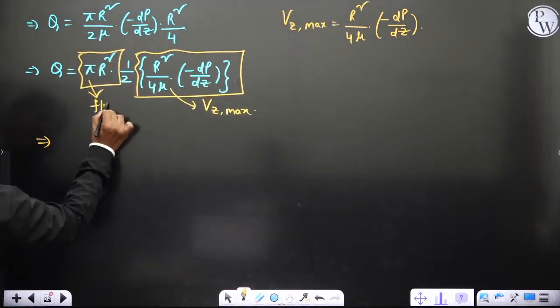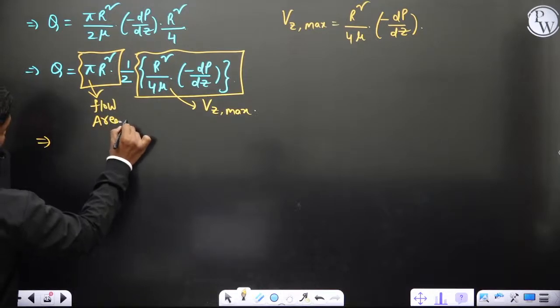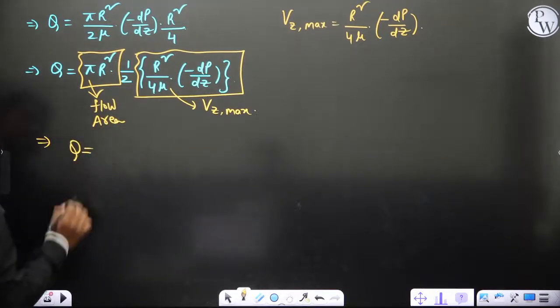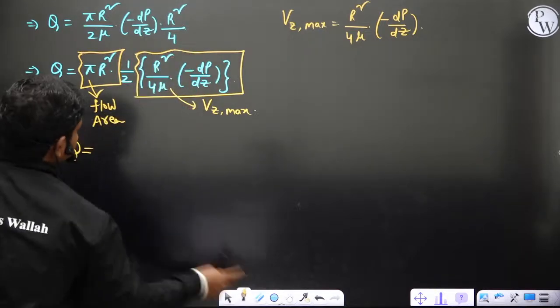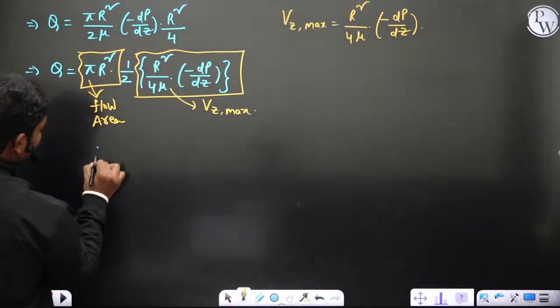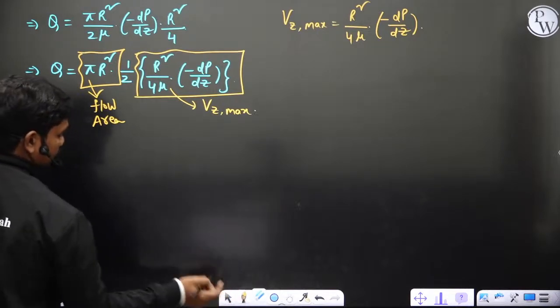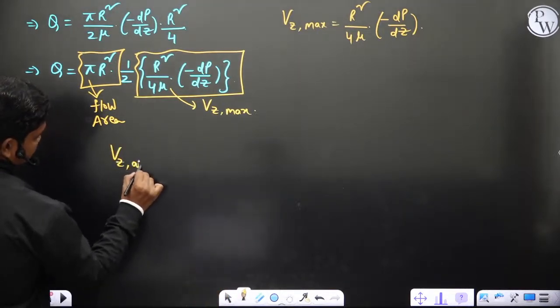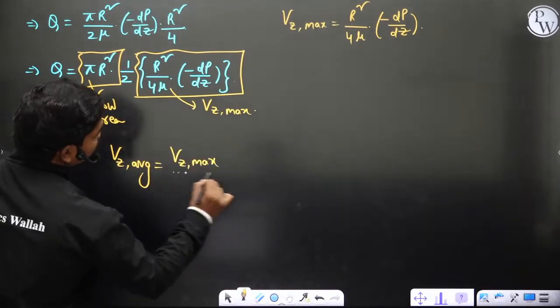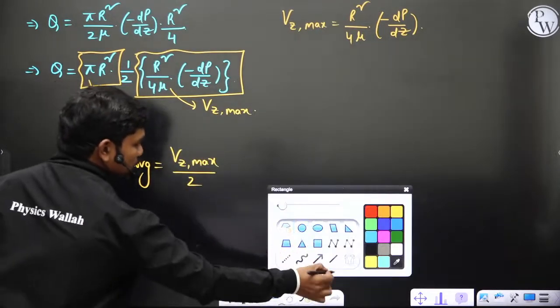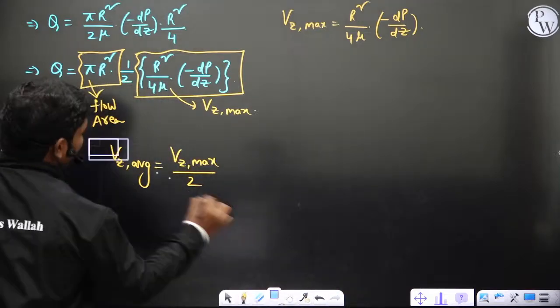Okay, so this is flow area because pi r square is the flow area. So which means you can say q is equal to, if you take this as flow area, this complete term should be average velocity. So therefore you can say u average or Vz average should be equal to Vz max by 2. That's it. So in case of pipes, average velocity is half of the maximum velocity.